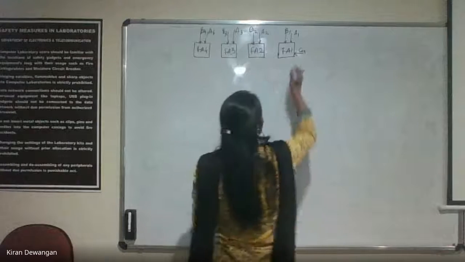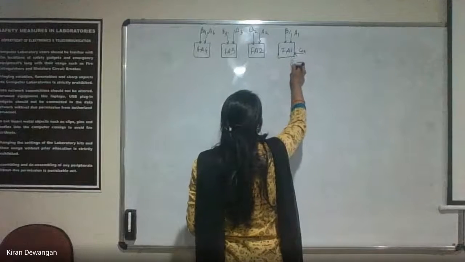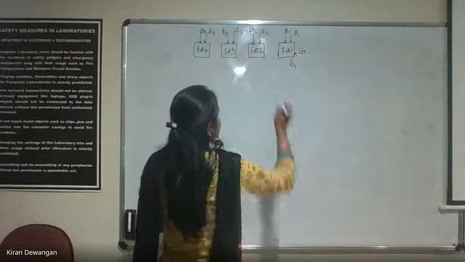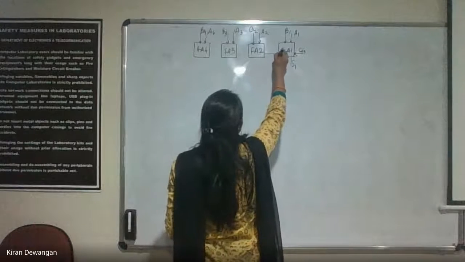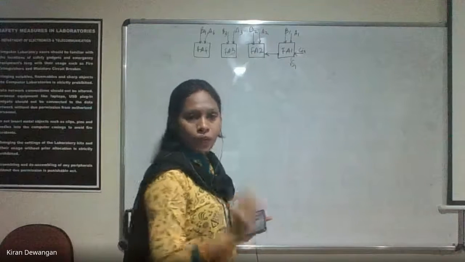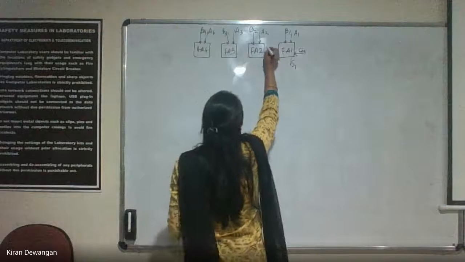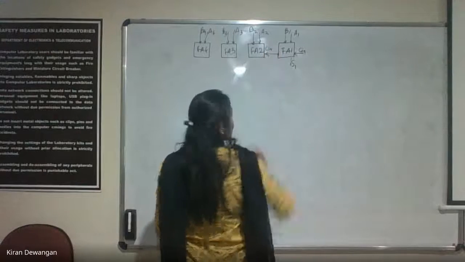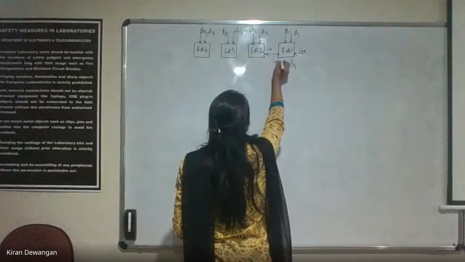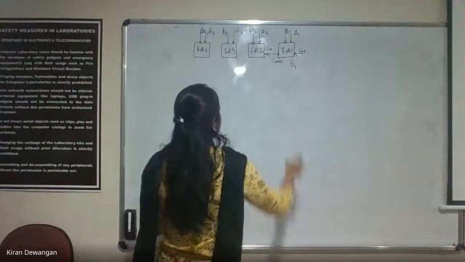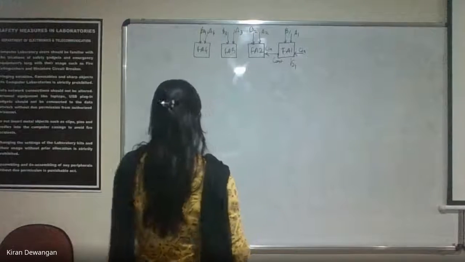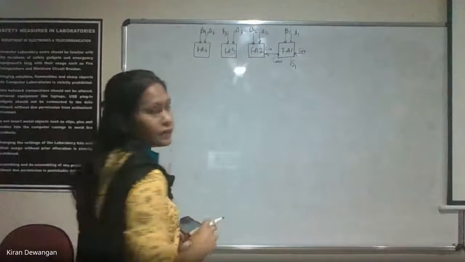Then the output will have S1, that is the sum output, and the carry out. The carry out will be the Cin for the second full adder. This is the carry out for the first full adder. The first full adder's carry out will go as a Cin to the second full adder.